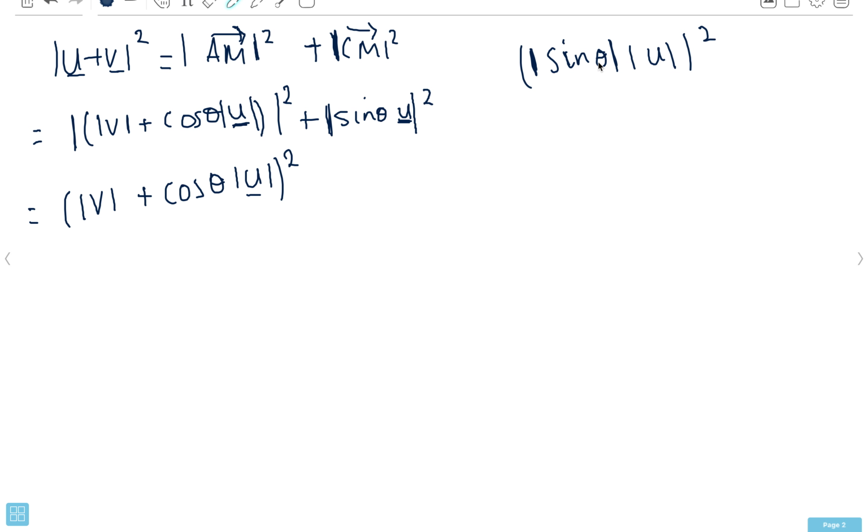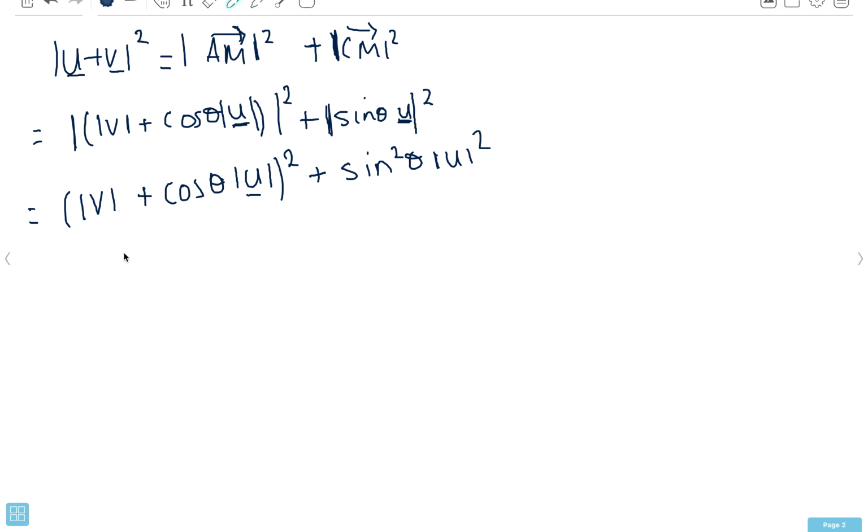So then what we can do is mod sine theta squared, mod u squared. We're not going to get rid of the mod u squared here, but we are going to simplify the sine theta squared part, from the rule that I just showed you a minute ago. So this is mod u squared.